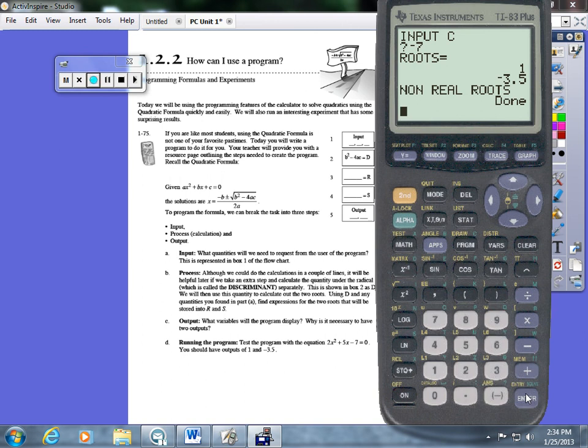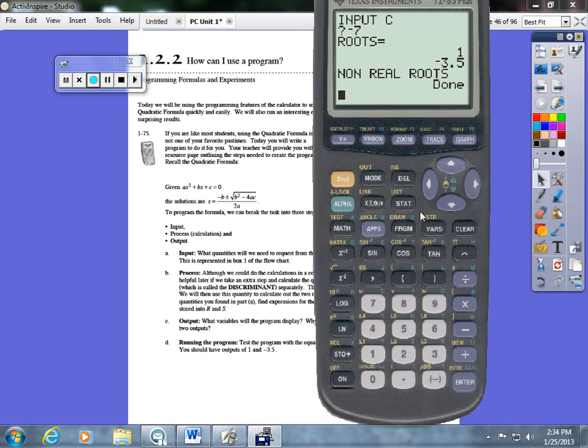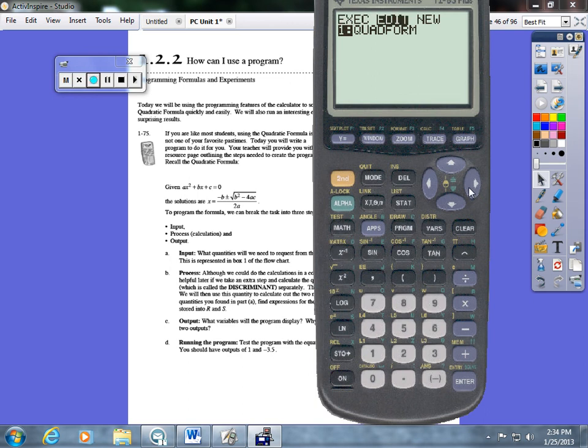But did it give us the right x-intercepts? 1 and negative 3.5? Yes. That means all of our work and our math is good. We just have a small programming error. That happens a lot. And you gotta have patience when you're writing a calculator program. And you gotta be able to go back and try to figure out what's wrong.